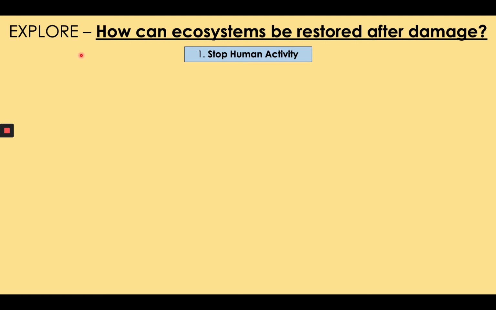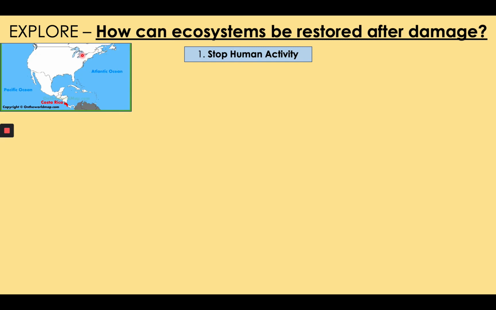Sometimes humans are operating in an ecosystem that is damaging its biodiversity. If you stop, this can help. So how do we do that? I'm going to take you in your mind to Costa Rica, a NEE in Central America, which is part of the continent of North America.